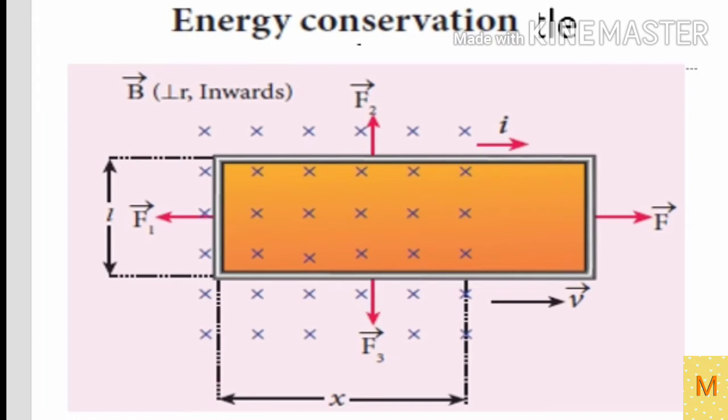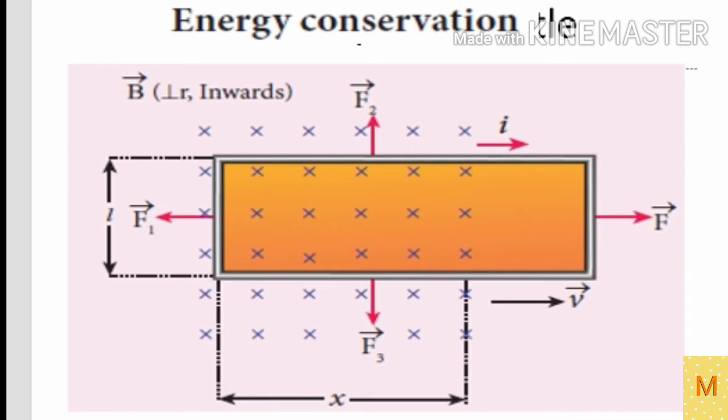heat. Let us consider a loop which is placed in a magnetic field B vector and it is pulled with a constant velocity V vector towards the right hand side. Due to this movement, the loop experiences the magnetic forces.